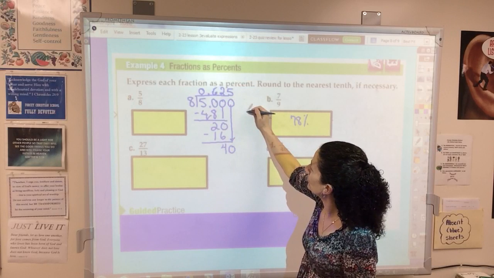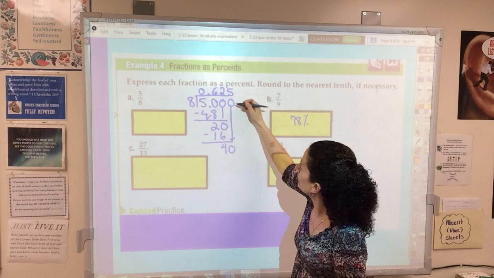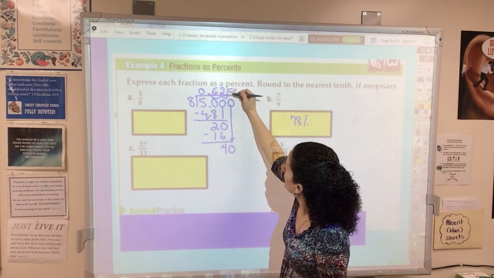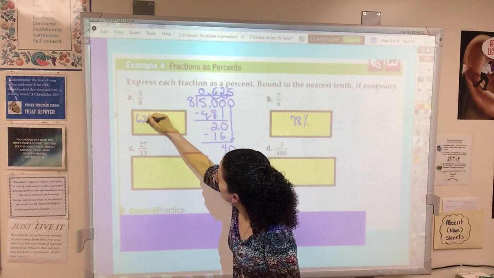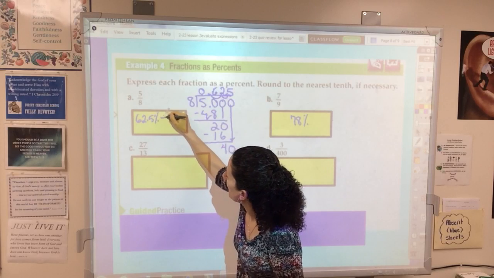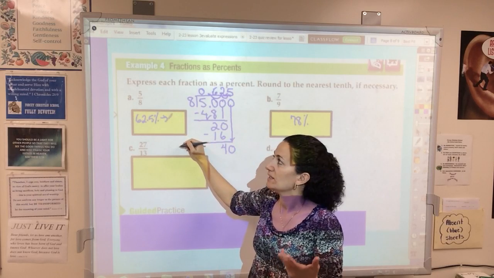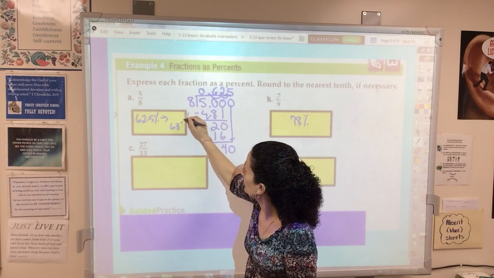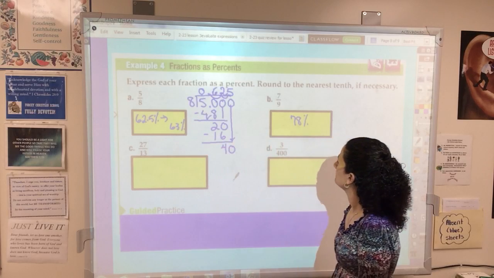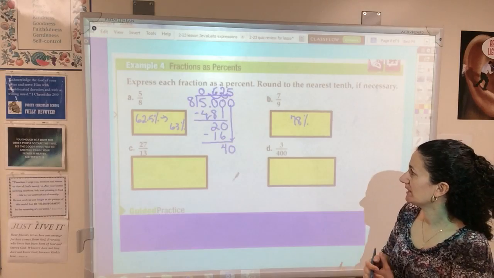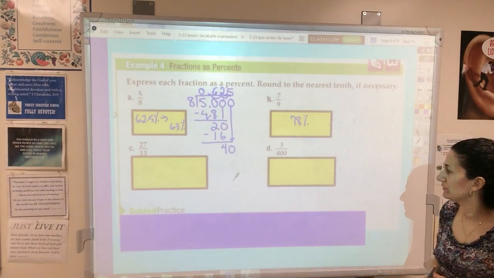There it is. 0.625. If I move the decimal 2 times, that would be 62.5%. If I was asked to round it to the nearest whole, that would be 63%. All right? Nothing really new there. We already learned how to do that.